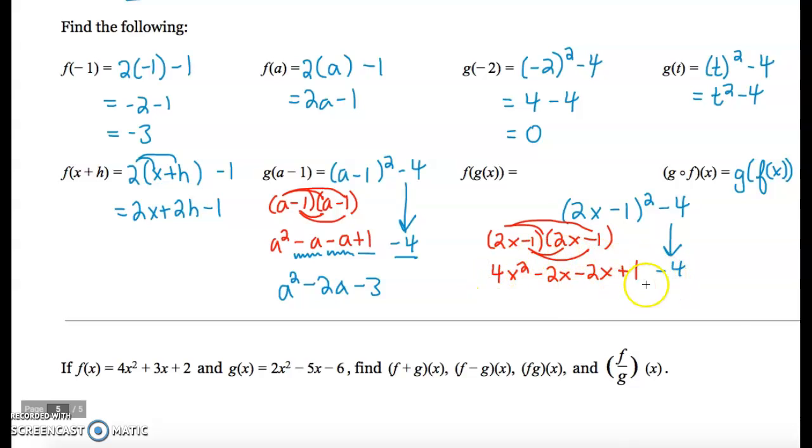So can I simplify any more? Yes, because I have some like terms: negative 2x and negative 2x, and then 1 and negative 4. So my final answer for this one will be 4x squared, because there's nothing I can combine with that, minus 2x and minus 2x means minus 4x total, and then plus 1 minus 4 means negative 3. Am I simplified enough? There are no more parentheses, check, and there are no more like terms I can combine, check. So that's the answer to your last one.